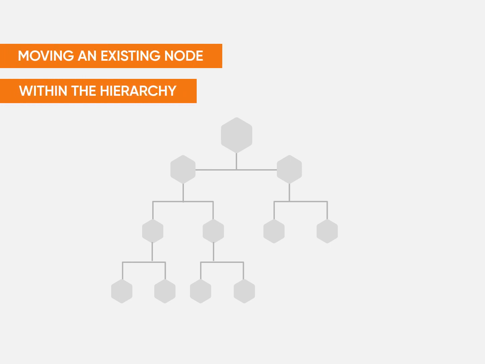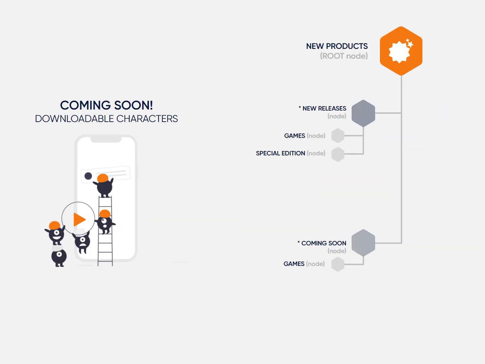You can also move an existing node to a different location within the same hierarchy if you need to, by changing its parent node. If that node has child nodes, all of its descendants move with it to the new location in the hierarchy. Let's suppose that we have a node called Downloadable Characters with child nodes for 2D and 3D in the coming soon parent node. When those characters are released, the Downloadable Characters node and its dependent nodes can be moved to the parent node New Releases, and all node data is retained.